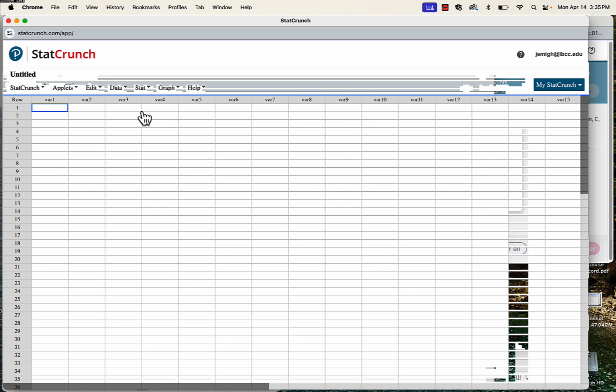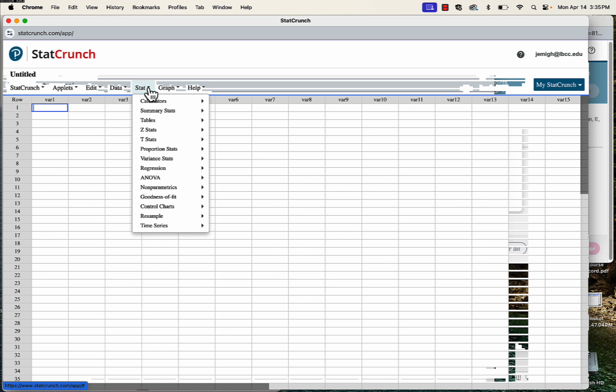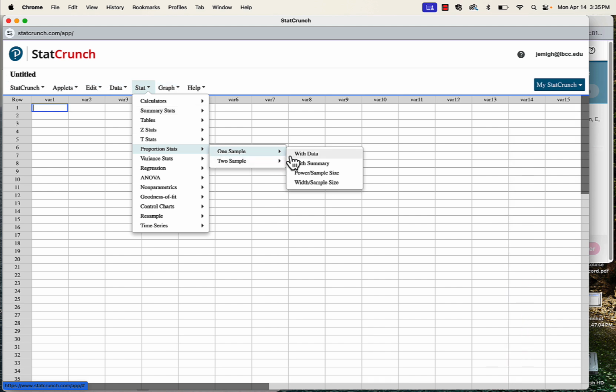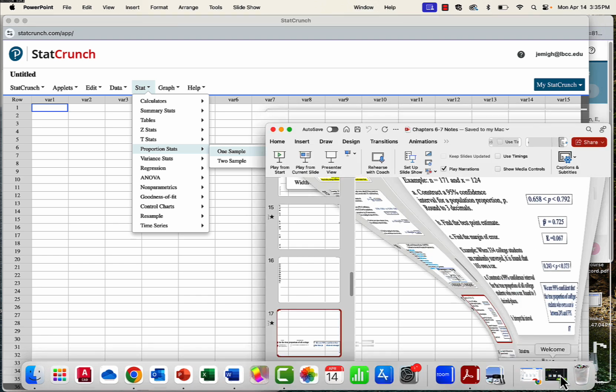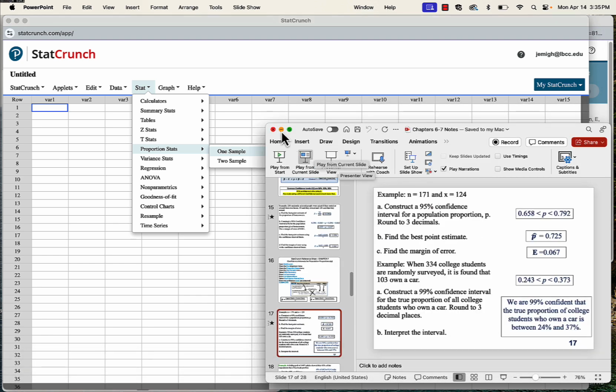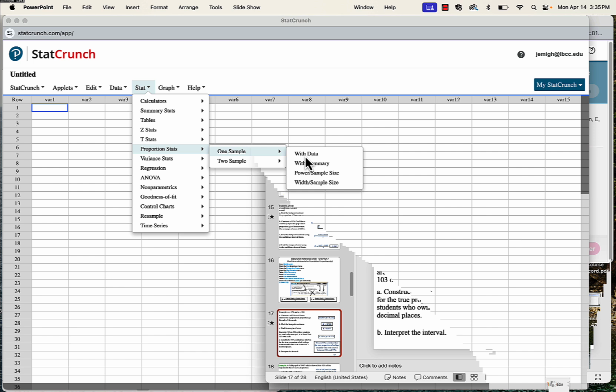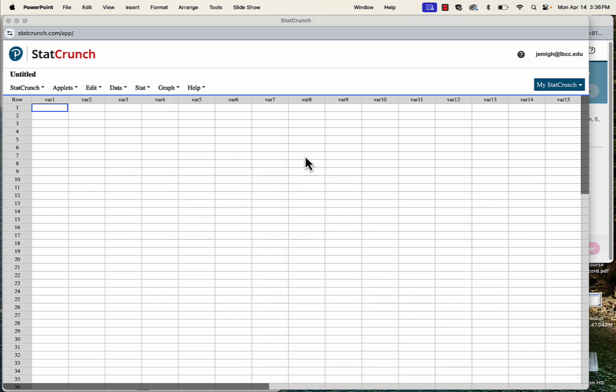Okay, we were told on the last slide to open the stat menu. This particular question is about proportions, percentages, X over N. So we go to proportion stats, one sample, and we were not given the data. If you're given the data, you'll see it. 171 was our sample size. If you were given that data, you would see 171 cells with data.